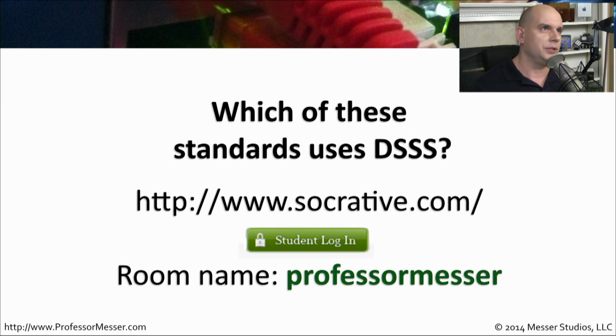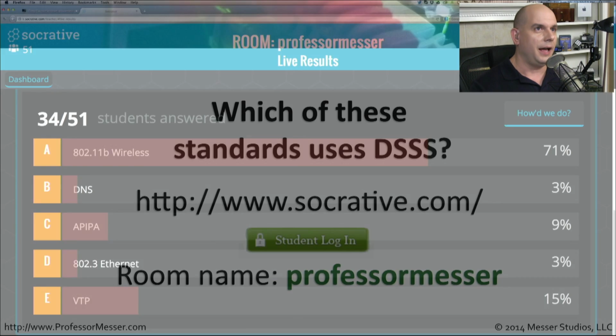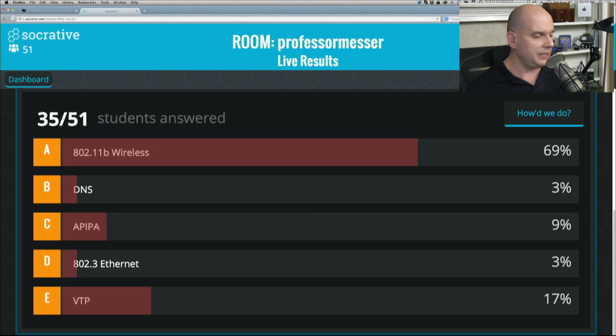So let's see how you answer with this one. This one's a little bit more of a challenge because DSSS is sort of an odd name to work with. Well, if I told you that DSSS stands for Direct Sequence Spread Spectrum, that might give you a hint. And in fact, the hint there probably isn't needed for this group, because if I look at how the answers are going, I can see that 69% of you said 802.11b wireless. Absolutely. Now, you notice I didn't make it much harder than that.